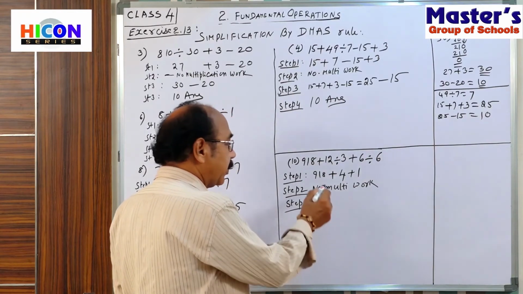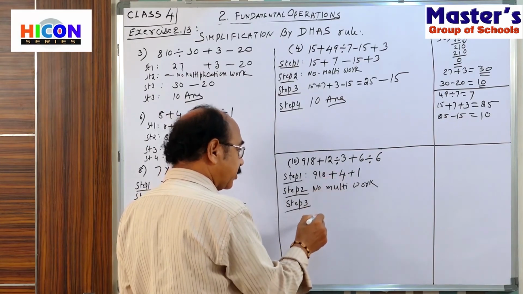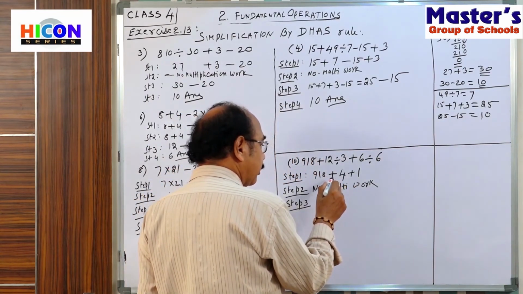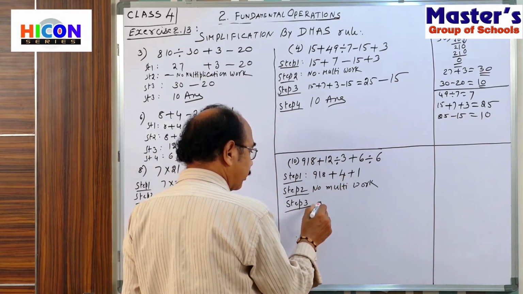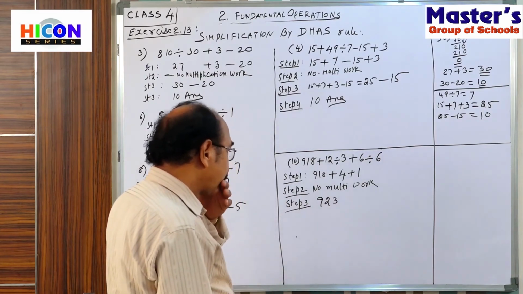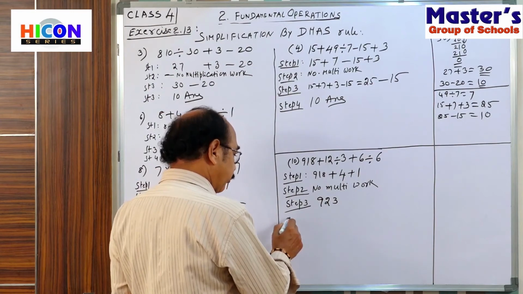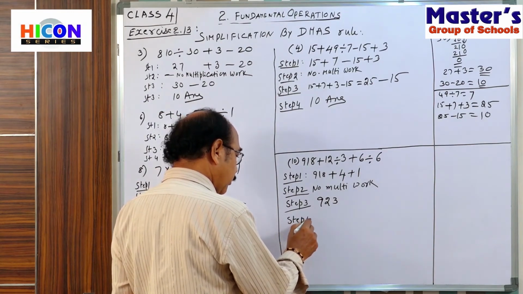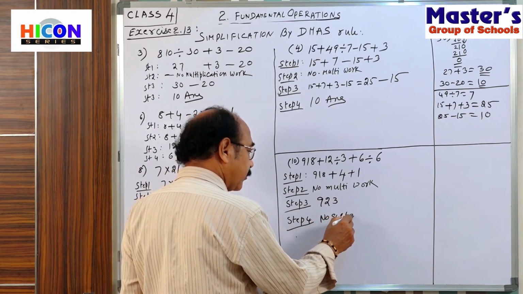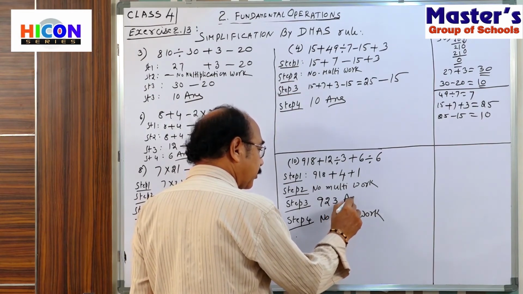Step 3, addition. Here addition is there: 918 plus 4 plus 1. The 3 numbers are under addition. Now add. 918 plus 4 is 922, 922 plus 1 is 923. Step 4, no subtraction. So this is the answer.